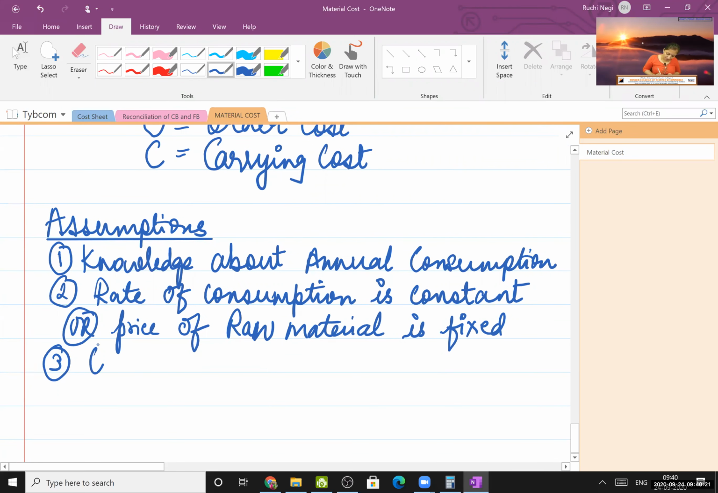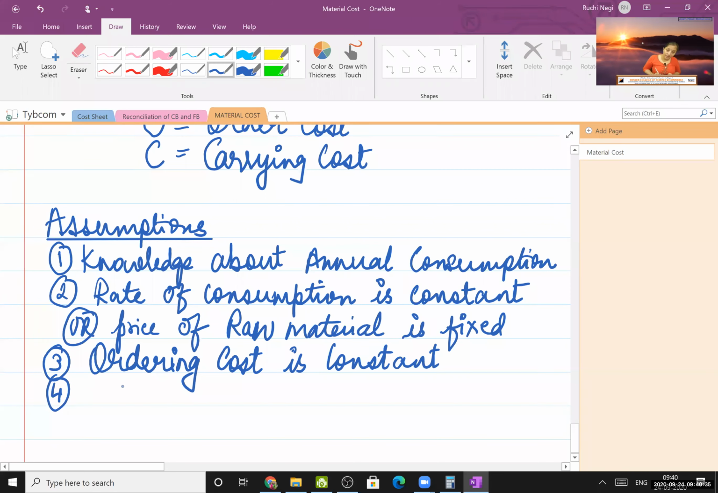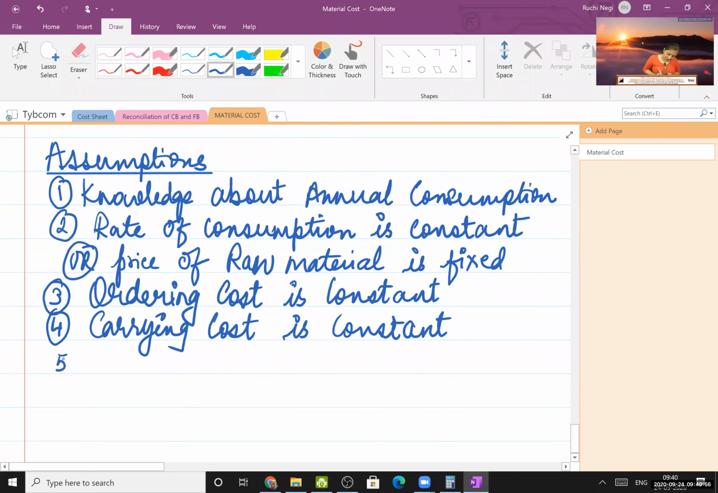Next, ordering cost is constant. इस पे short note आया तो you can write all these things. Next, carrying cost is also constant. There is one more assumption. Fifth one. Just a minute. Three, four.